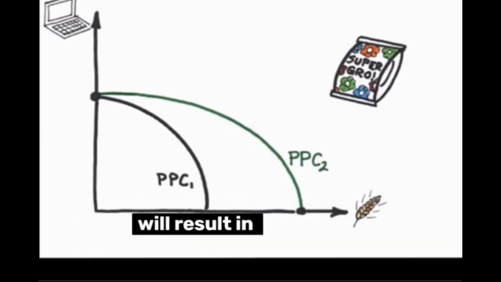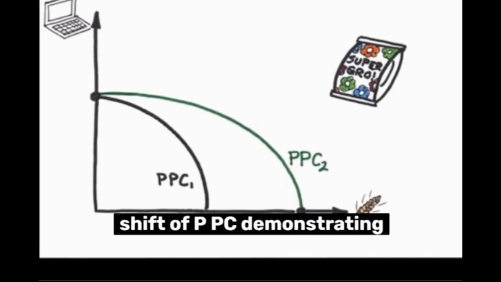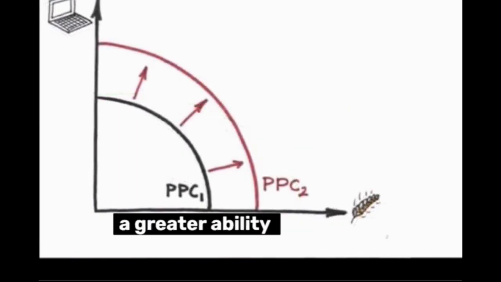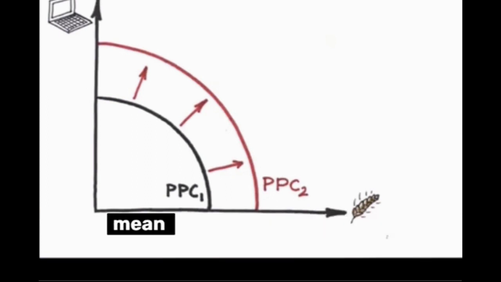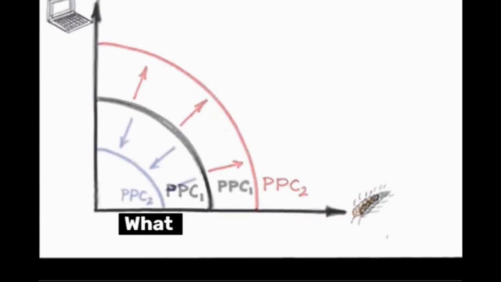So where were we? Okay, an increase in resources will result in an outward shift of PPC, demonstrating a greater ability to produce. Okay, then what happens if resources decrease? Fewer resources mean less ability to produce, so the production possibilities will shrink or shift inward.